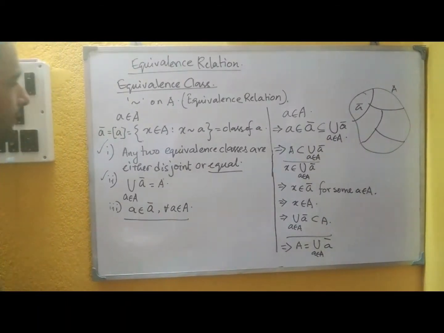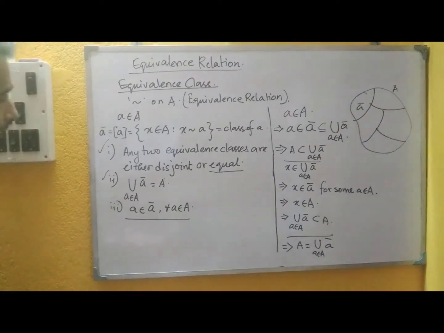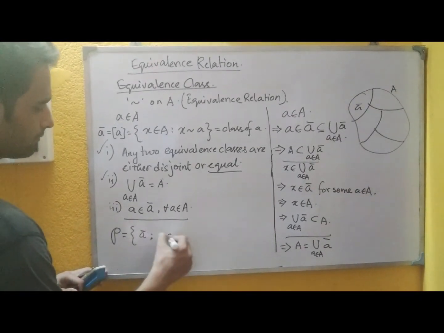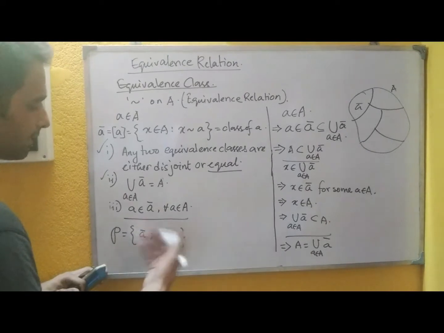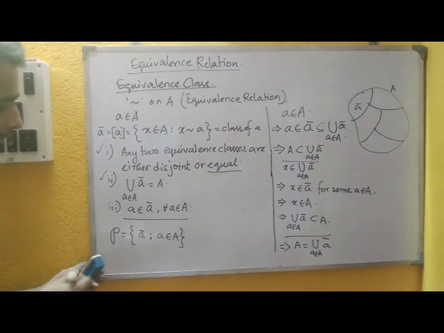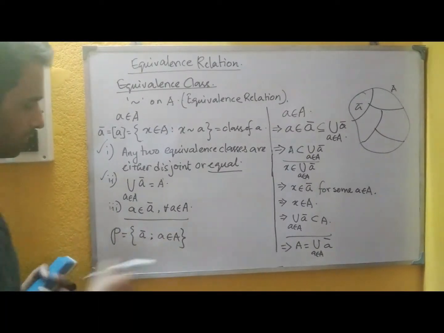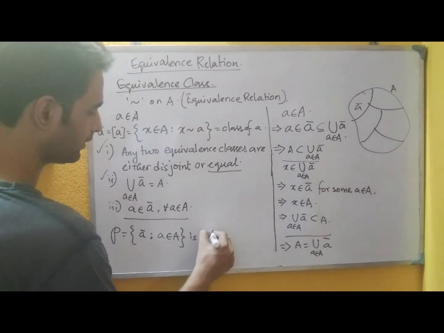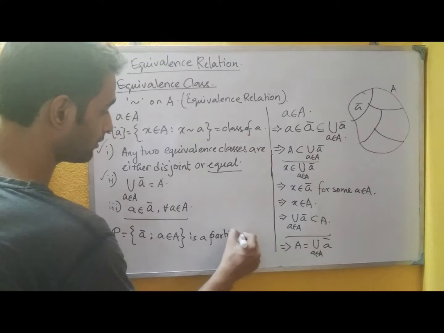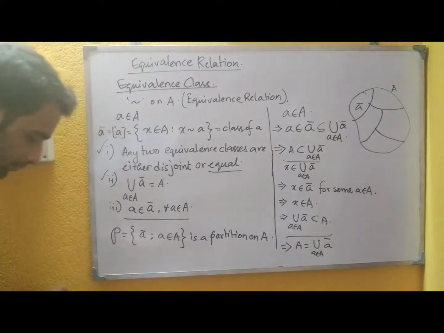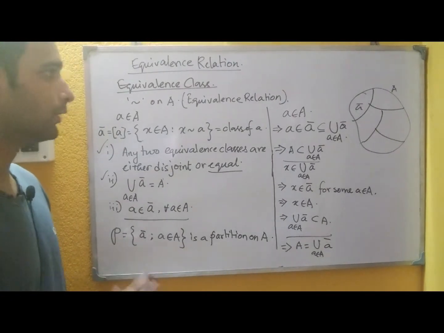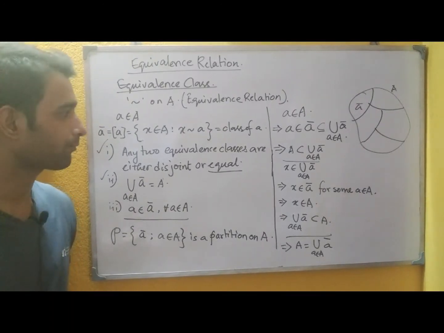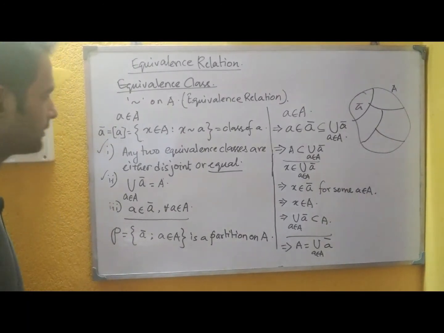So that means you can think that whenever we take the collection of all the classes given by the equivalence relation delta, it will form a partition on the set A. So that's how an equivalence relation produces a partition on its set. So let us see some examples.